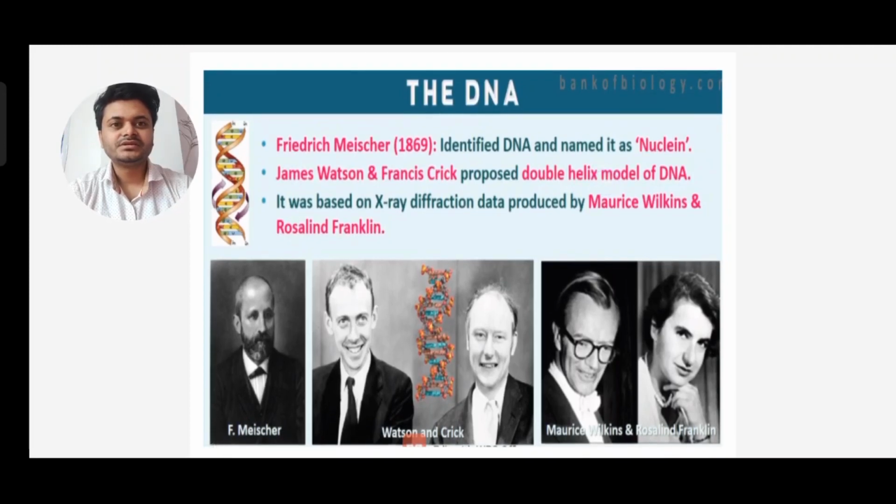Now DNA: Friedrich Miescher in 1869 identified DNA and named it nuclein. Watson and Crick proposed the double helix model of DNA. It was based on X-ray diffraction data produced by Wilkins and Franklin. Now the scientists' names and pictures are given.